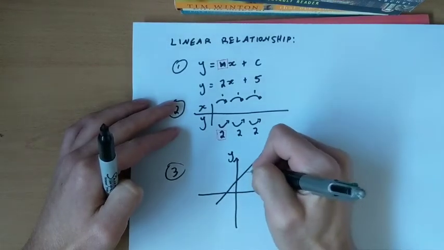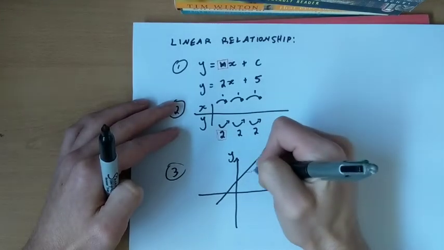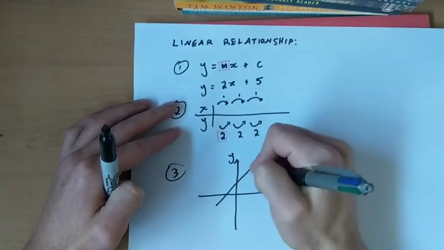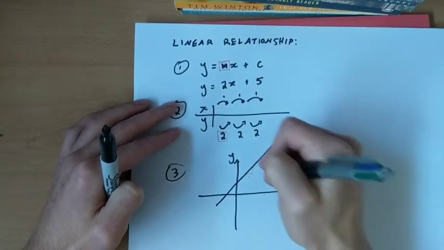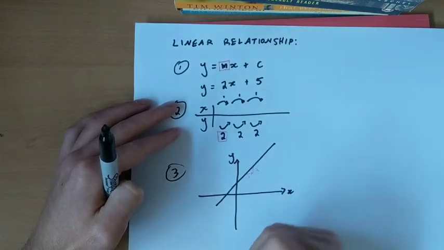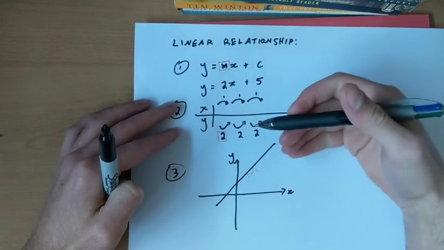So for every 1 unit that I go across, how many units do I have to go up? And following this example, it would mean that if I went across 1 unit, I would have to go up 2 units to get back to the graph because I have a gradient of 2.